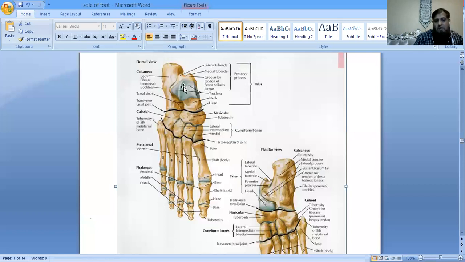Bones. So number one over here, the upper one, that is the talus. The lower, that is the calcaneum. Then navicular, and this is the cuboid, and these are three cuneiforms. Okay?